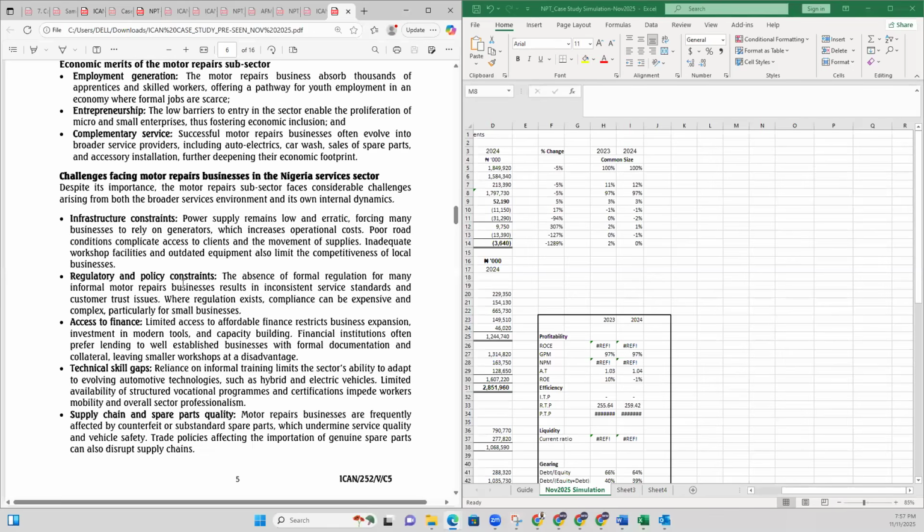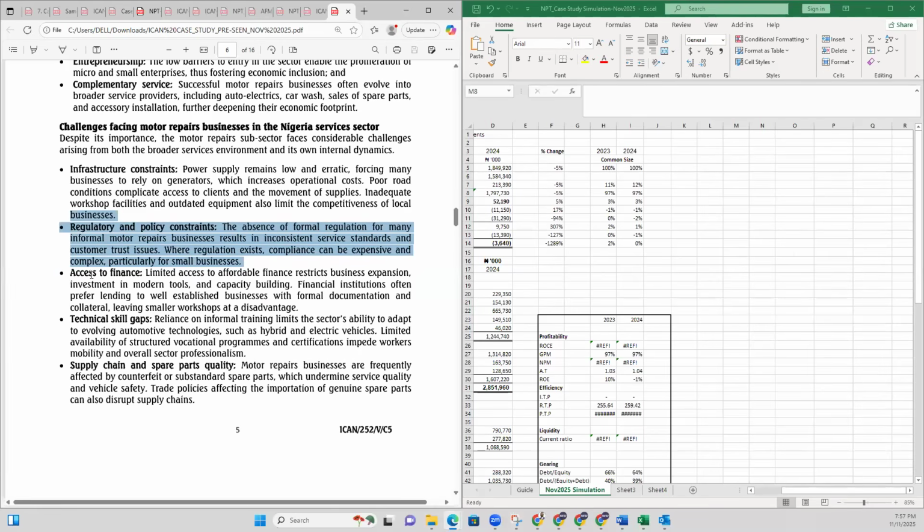Regulatory and policy constraint is also another thing to talk about. So many things we are still going to discuss in this area, because we are still going to talk about the role of government, which is down there. Access to finance. If those guys could even have access to finance to buy spare parts, to buy tools and all of those, and pay small, it would have made things better. But enter a bank and say you want to borrow, they will just chase you away.